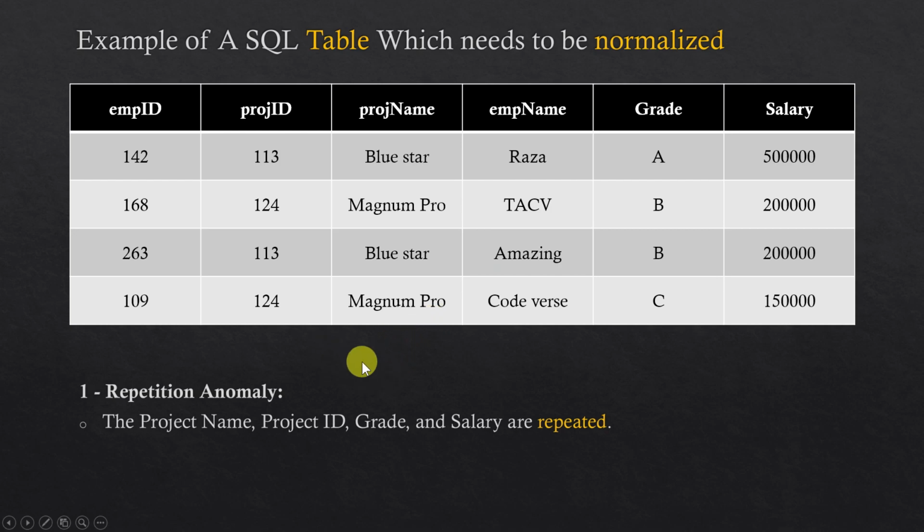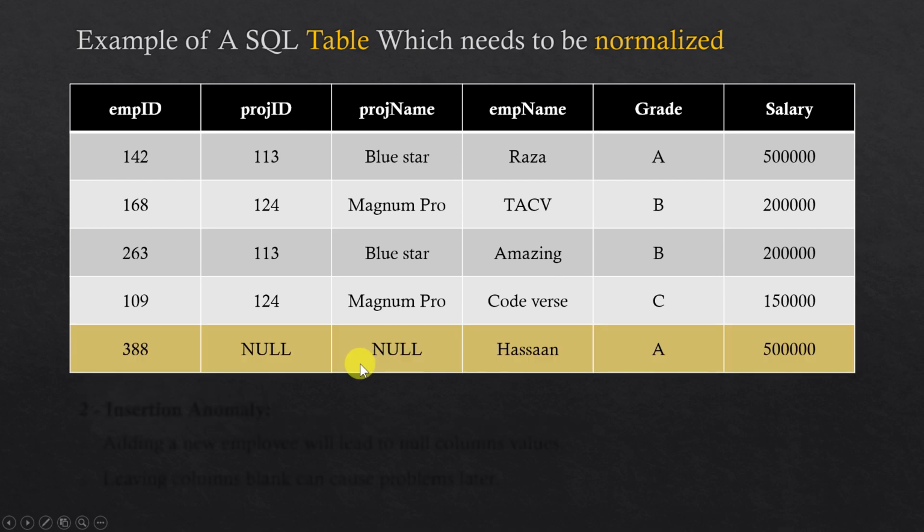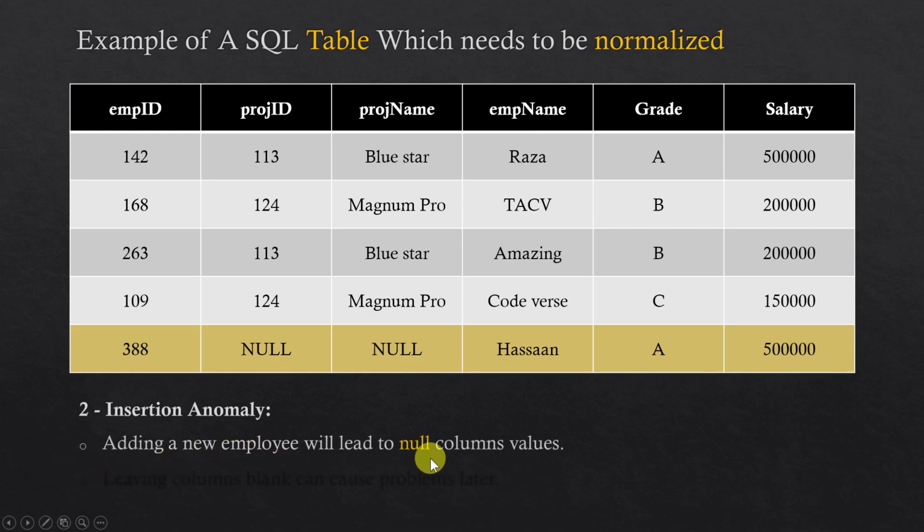But before that, let's see the examples of other anomalies. So, this is insertion anomaly. Adding a new employee will lead to null columns. We are adding a new employee, but the new employee will not be assigned to a project immediately. So, its column will be null, and leaving null columns can cause problems. If you run a query, these null columns can cause problems.